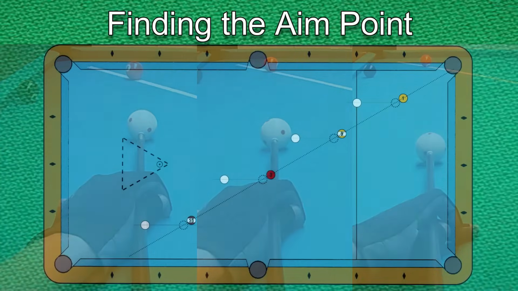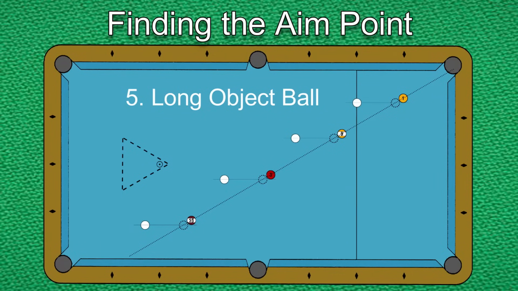Step number 5. Move the object ball farther from the pocket along the 30-degree parallel line. This time, the accuracy of your aim point is critical.